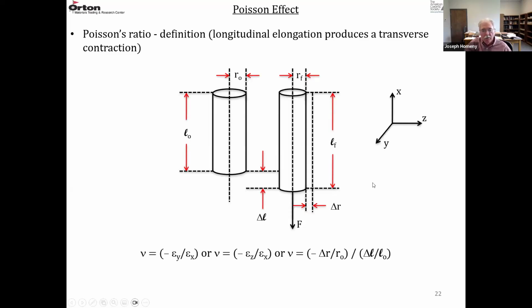So this diagram illustrates the Poisson's ratio effect. We start out with a cylinder. It has a radius r0 and a length L0. And we put an x, y, z coordinate system on this. The axial direction is the x direction, and perpendicular to this direction are either the z or the y directions.